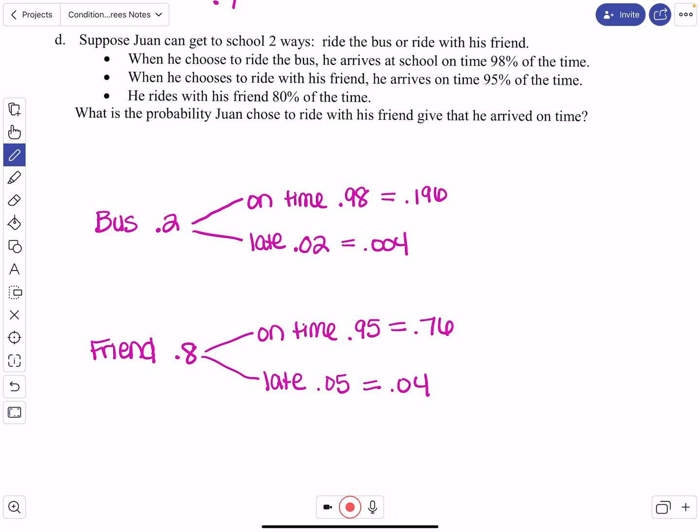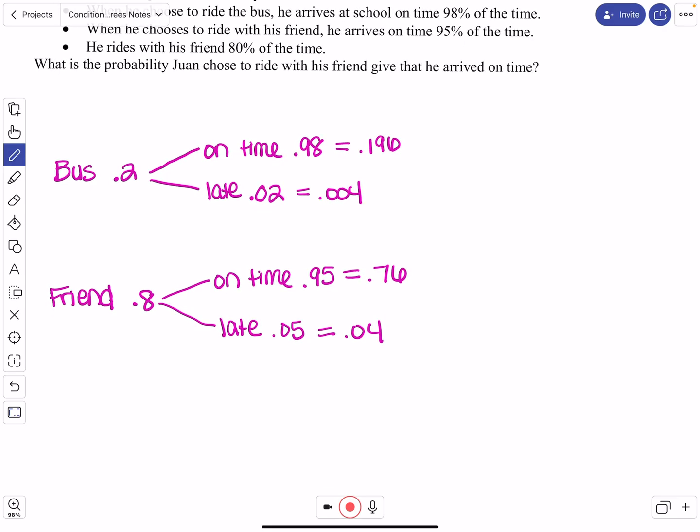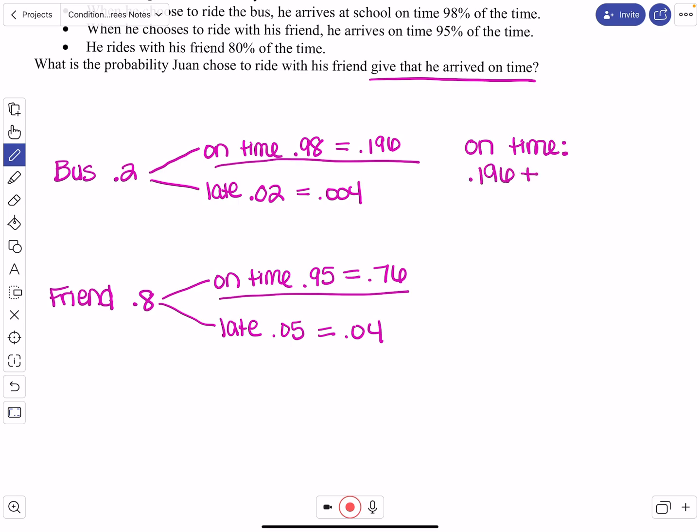Okay, so now let's figure out what we're going to be adding up. What's the probability Juan chose to ride with his friend given he arrived on time? So here's he arrived on time, here's he arrived on time. So on time means we add up 0.196 plus 0.76, and we get 0.956, okay?